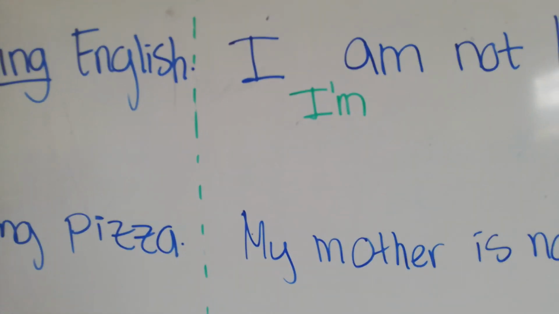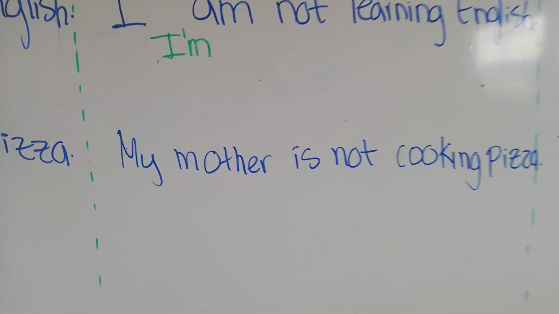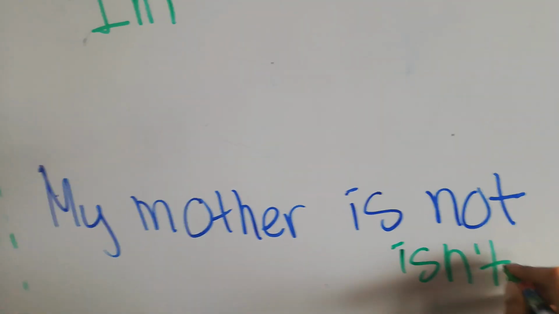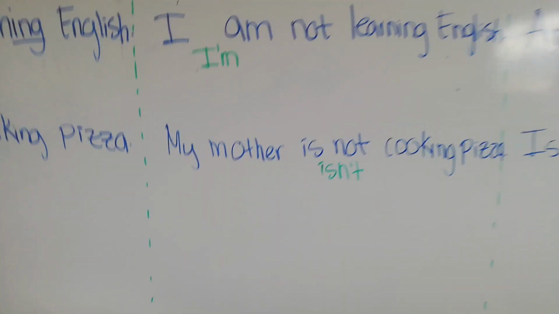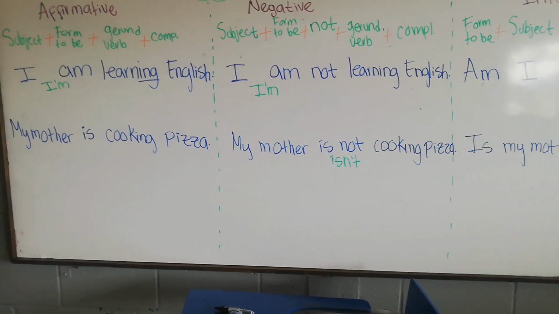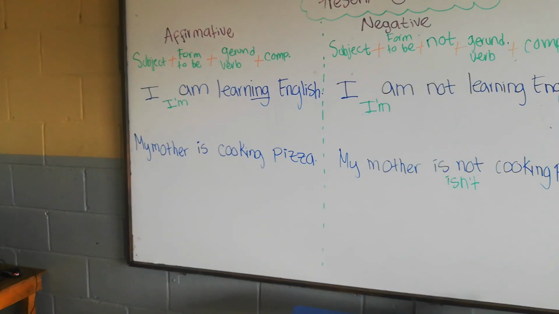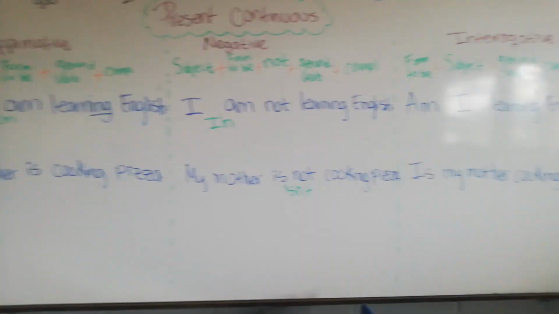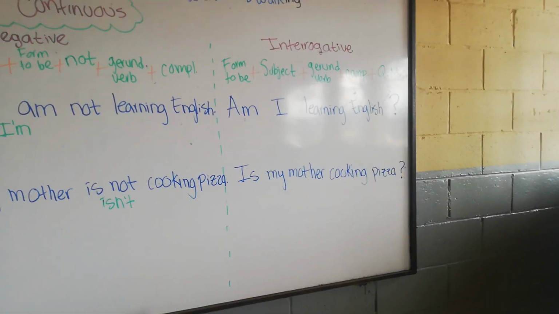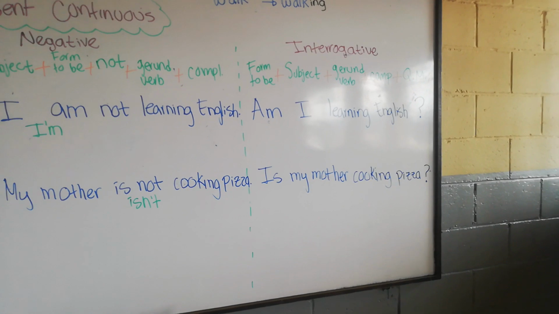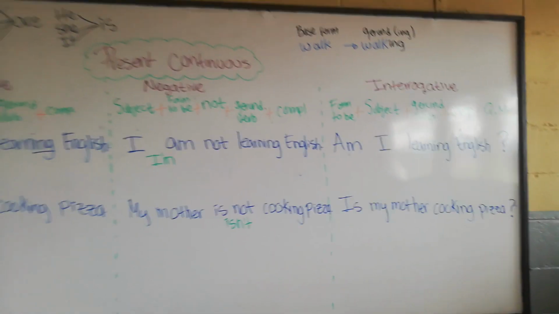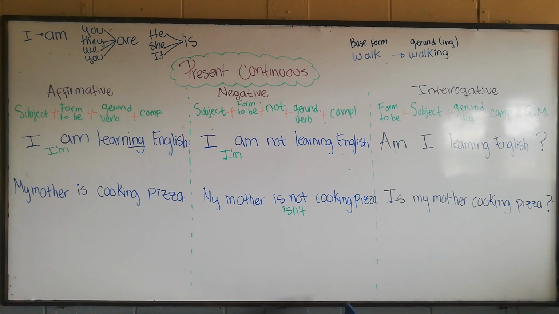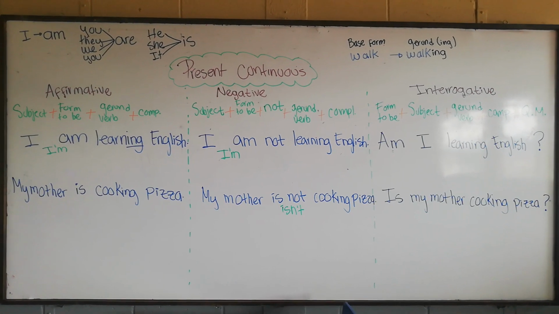Here I can use also a contraction. For example, in the negative, isn't. Now, also you can use the contractions like my mother's cooking pizza. And in the case of the interrogative, we are not able to use a contraction. So here you can see the explanation. Copy this in your notebook, continue practicing, and continue learning English.